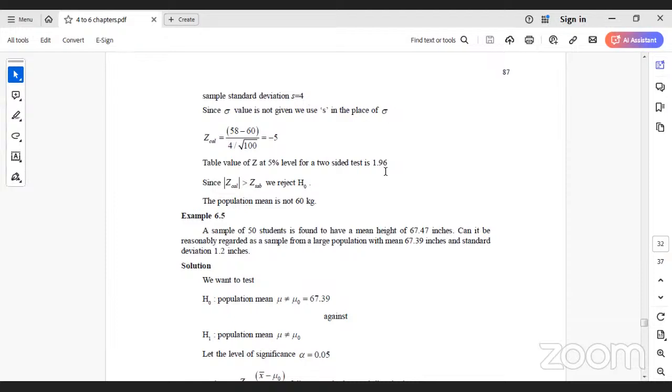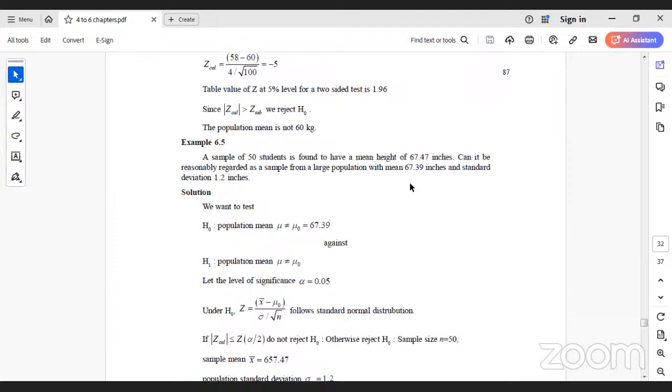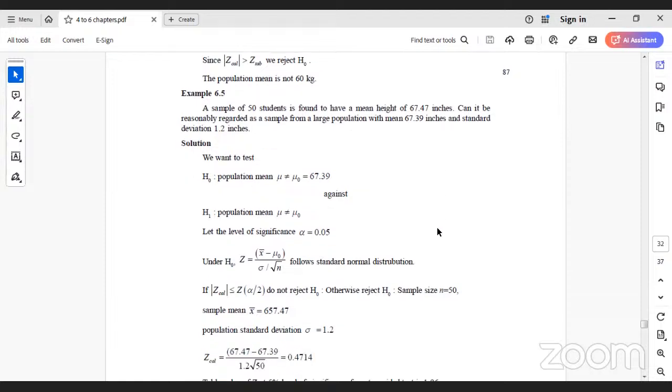Okay. Another problem you have to do. A sample of size 50 students is found to have a mean weight of 67.47 inches. Can it be reasonably regarded as a sample from a large population whose mean is 67.39 inches, with a standard deviation of 1.2 inches?